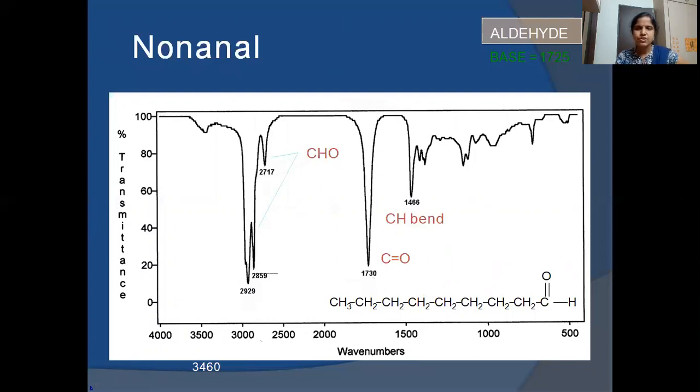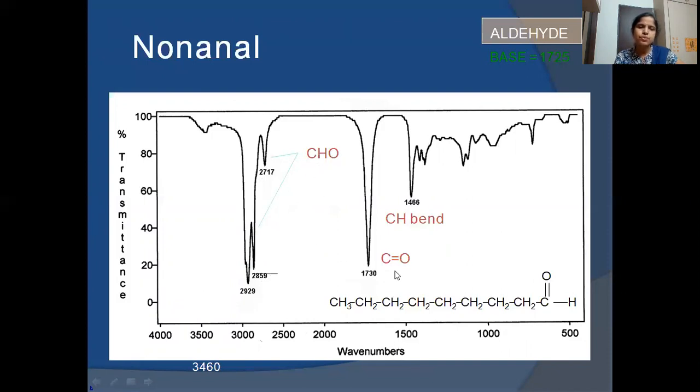Whether it is a ketone or aldehyde, one point you have to remember is that aldehydes will show Fermi resonance bands. Here you can see 2717 and 2859. These are weak bands, because of the C-H stretching vibration of the CHO group, nothing but Fermi resonance. This point you have to remember. The difference between aldehydes and ketones is that for ketones you will not find these bands. This is found only for aldehydes.